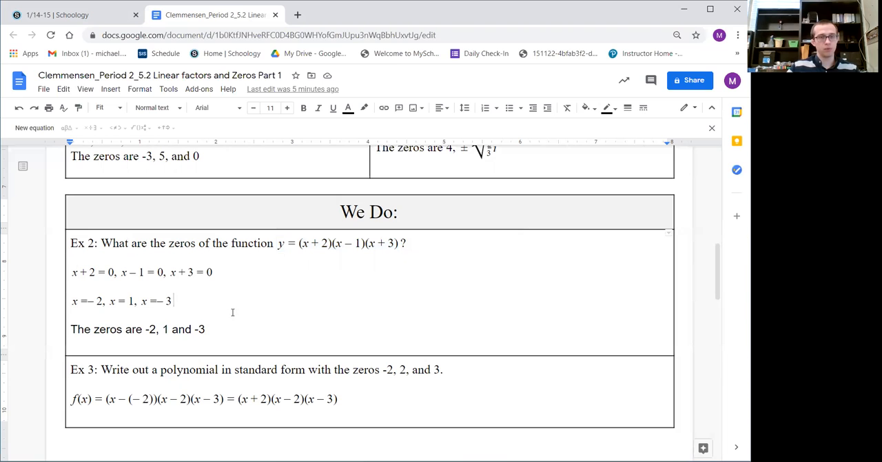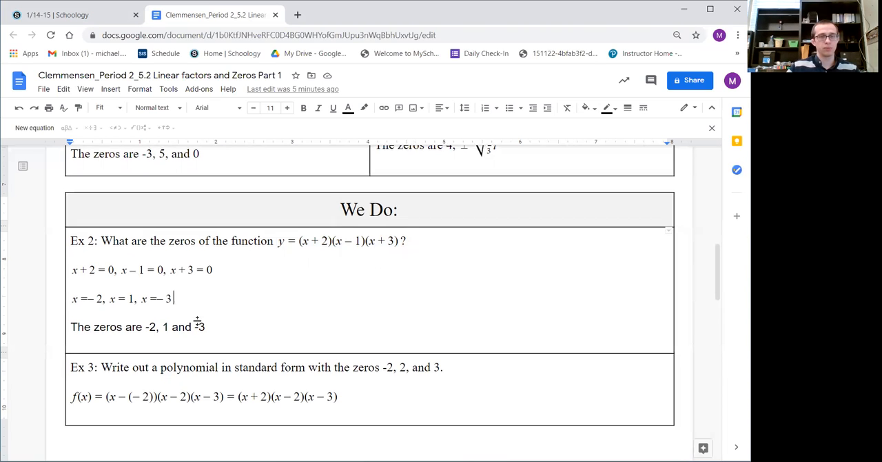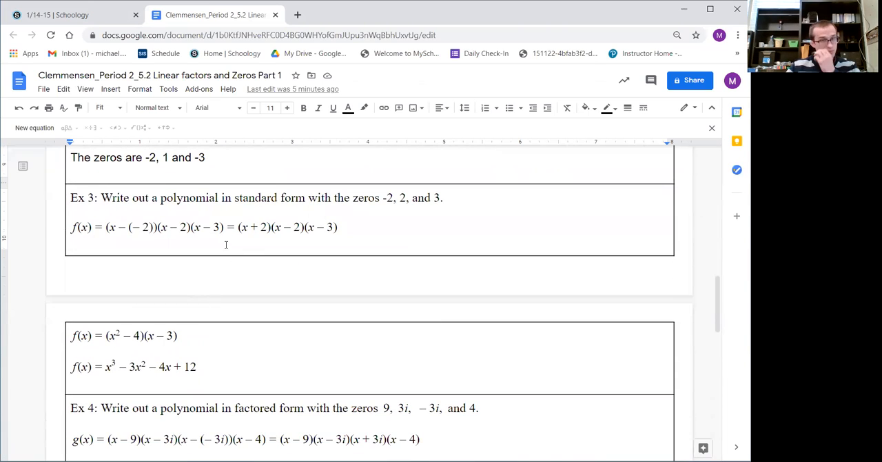All right, then we're going to move on past example 2. We're going to move into example 3. So we're going to write out a polynomial in standard form with the zeros. Before, a second ago, we were doing our first objective, where we were finding our zeros when it was factored and not factored. Now we're going on to our second objective, which is to take our zeros and go backwards with it into our standard form.